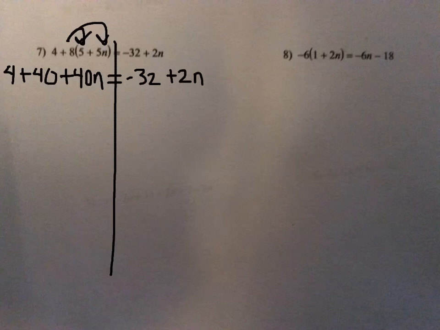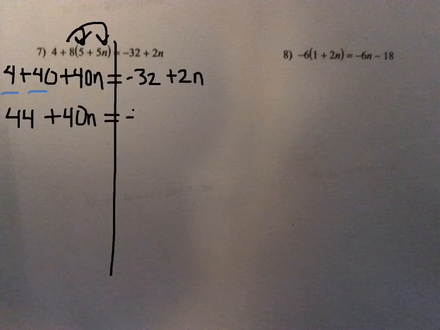Now we're on 2a, combine like terms on each side. On the right side, I've got an n term and a number term, so those are already combined. On the left side, I have these two numbers here, 4 and 40, which can combine together, become 44, plus 40n, so again a number term and an n term, and now both sides have each a number term and an n term. So the next thing to do is look at 2b.